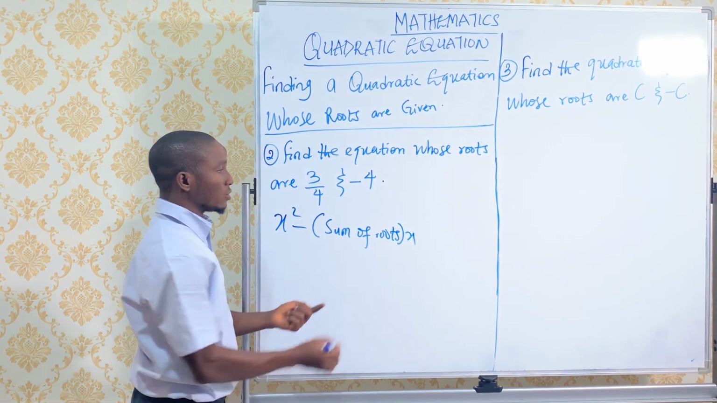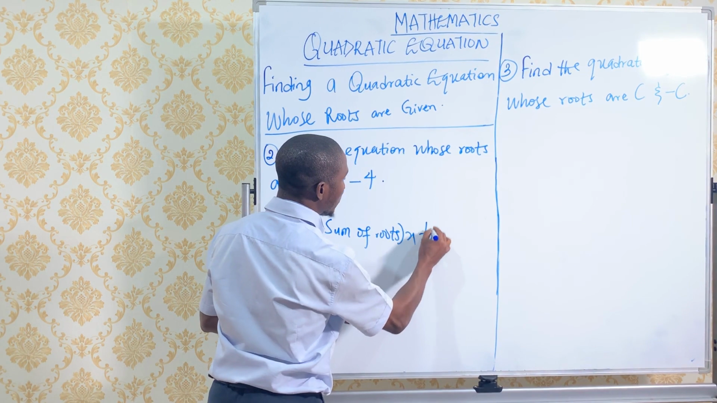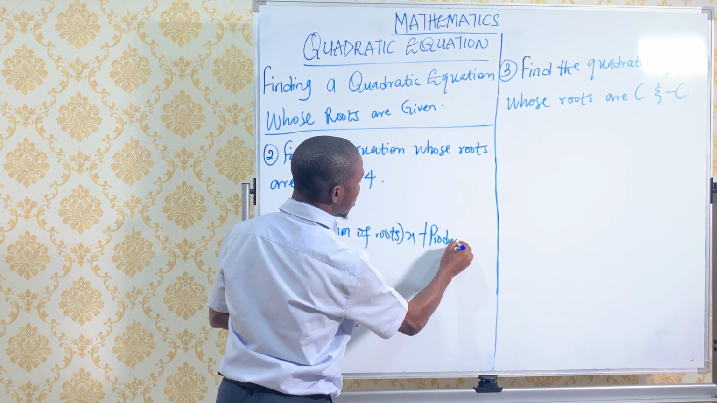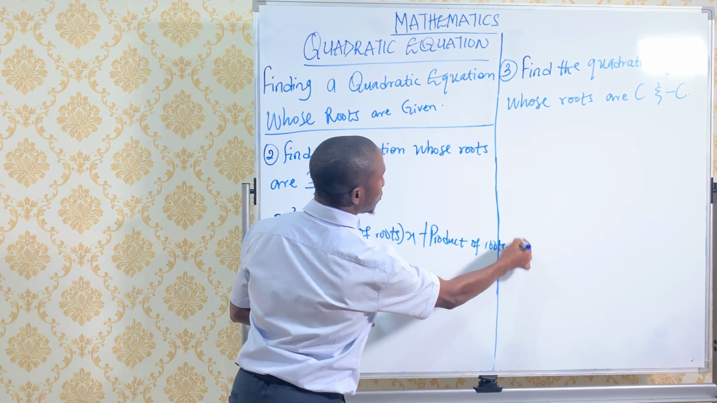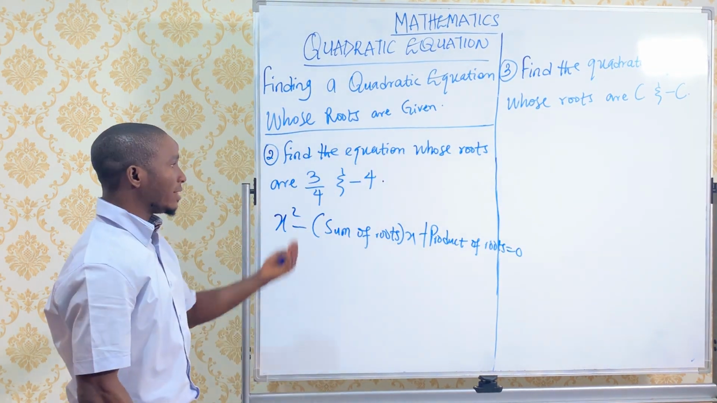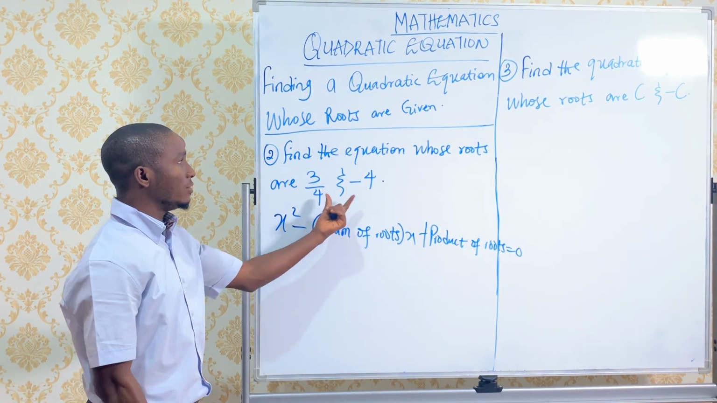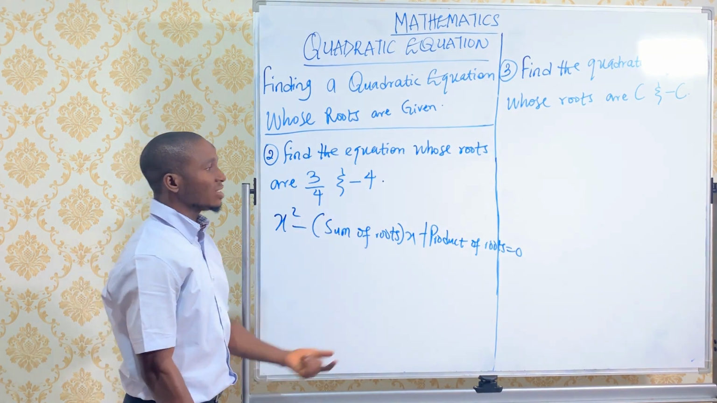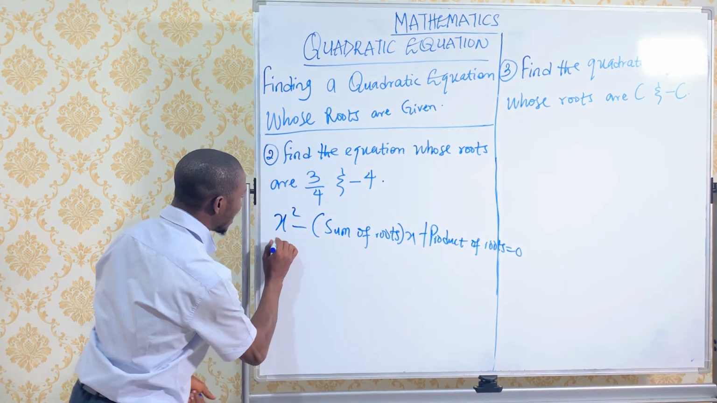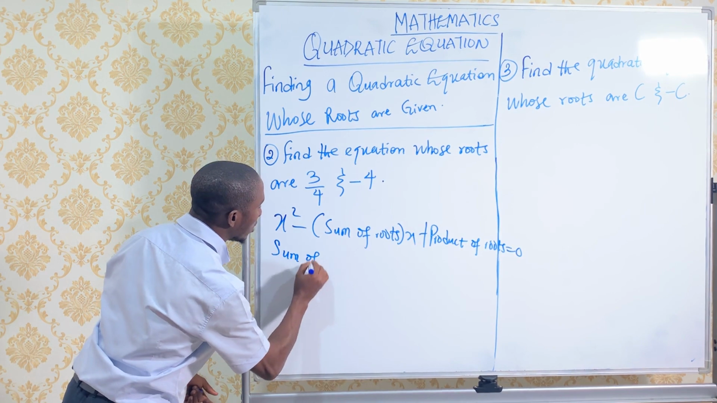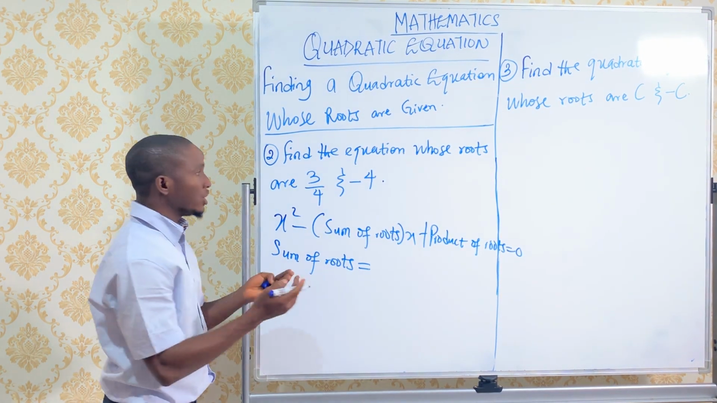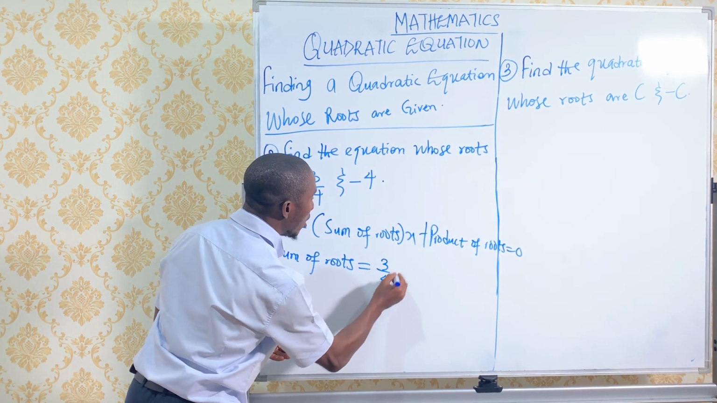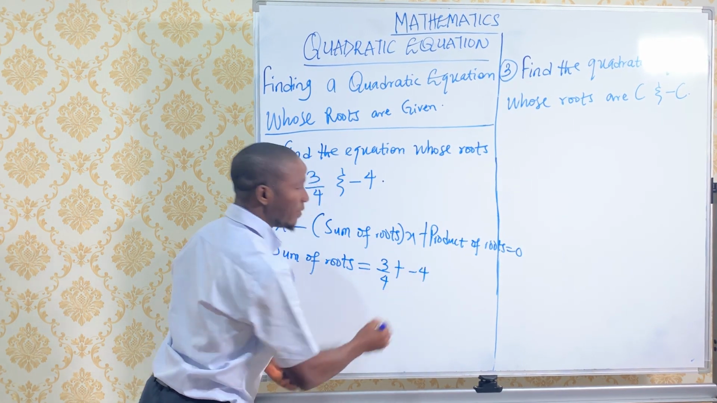x squared minus the sum of the roots, x, plus the product of the roots, equal to 0. Now, if you look at this question, you can easily find the sum of these two given roots, and you can also find the product. So let's find the sum of the roots. The sum of the given roots means addition. That is 3 over 4 plus minus 4.